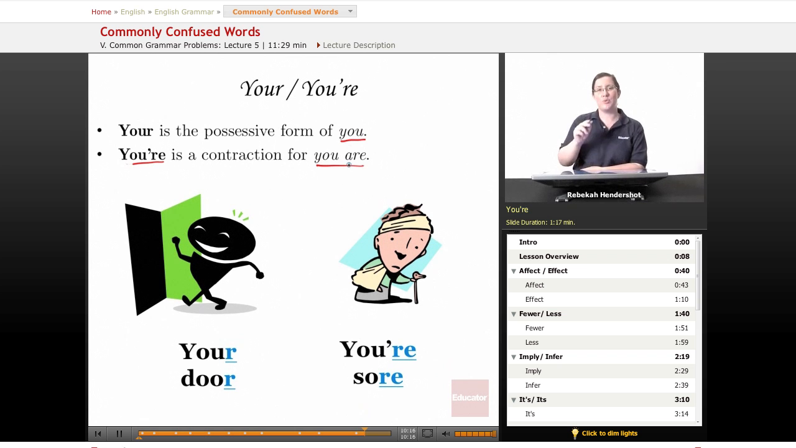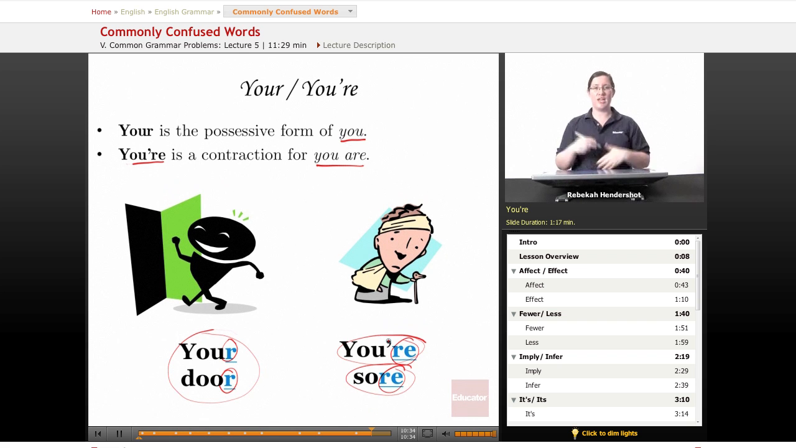Now, the way to remember which one is which, just remember, your door, the door that you actually own. They both end with r. If you're talking about something you actually own, your door. Okay? Now, by contrast, you could also say you're sore. They both end with re. You couldn't say you are door or your sore. You would say your door, r, r, you're sore, re, re.